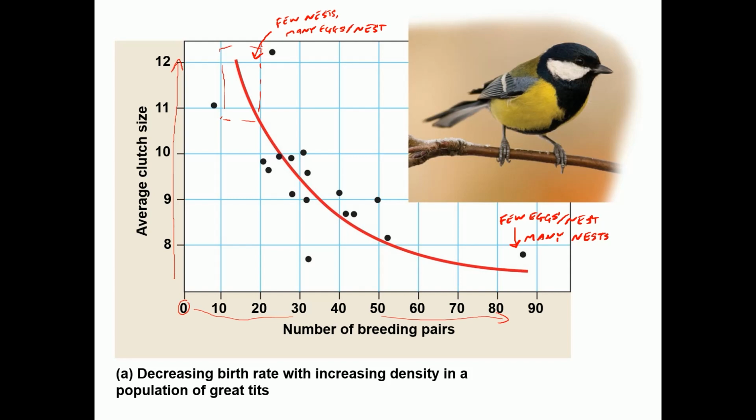However, in locations or in years where there is a much smaller population of birds and they don't have a lot of competition with each other, when there's only 10 to 20 or 30 breeding pairs, 10 to 20 or 30 nests, there's very little competition for resources. So each nest can have 10, 11, 12 eggs inside of it. So that's what this effect is showing you, that the amount of competition directly impacts the rate of reproduction.